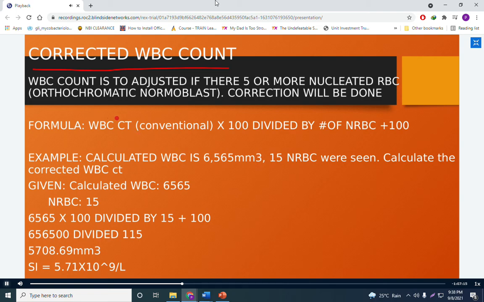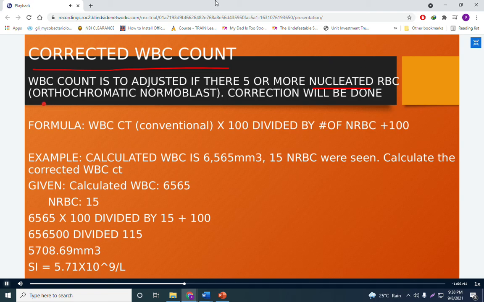So, class, the reason is because your nucleated RBC can be mistaken or can be counted as your WBC. Remember, your WBCs have your nucleus, then may mga granules siya. Then just to remind you, class, your nucleated RBC, from the word nucleated, you have a nucleus. So, pwede niyong ma-miscount siya as WBC. So, you just have to check. This can usually be done, class, by performing a blood smear to further check.